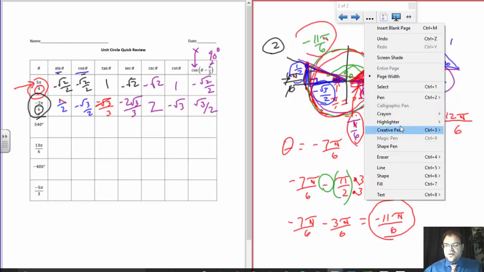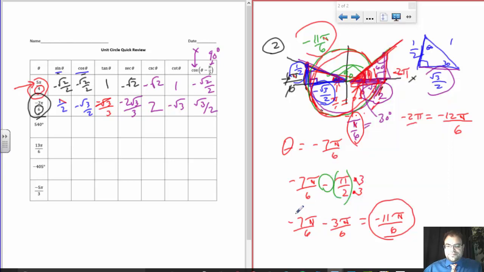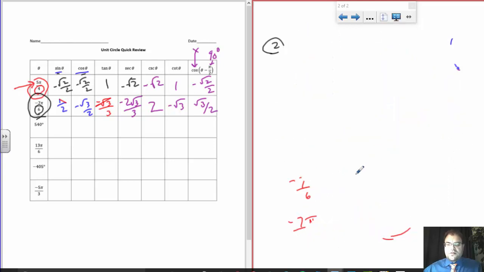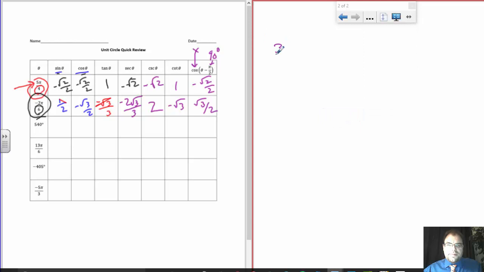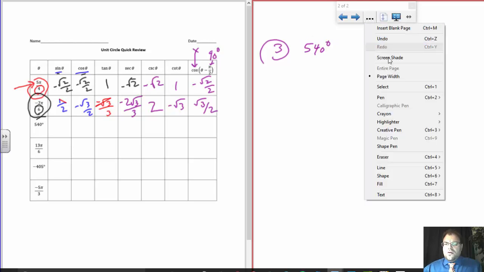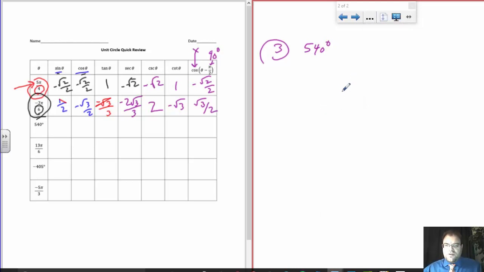So let's go ahead and erase all this right here, and then we'll start the next question. Alright, let's just use purple here. So we're going to say number 3. This is 540 degrees. This is a very simple question. We're on degrees now because we've been using radians. So let's take a look at this, and we'll put the x-axis down and the y-axis. Very straightforward.